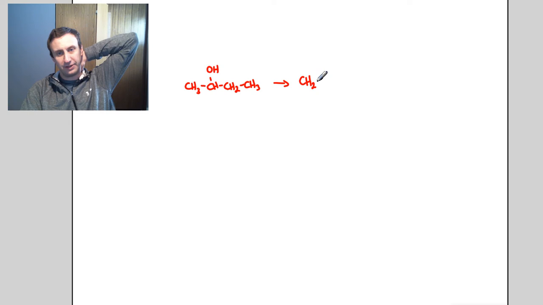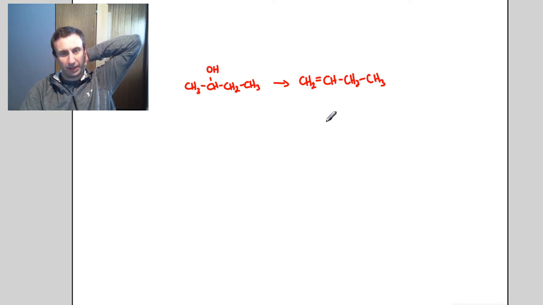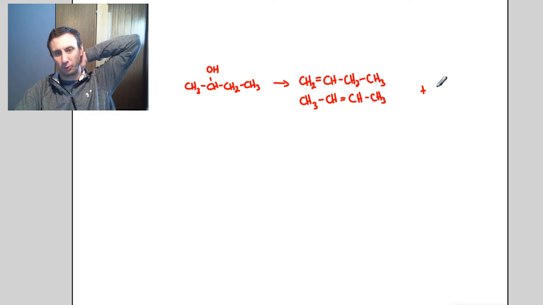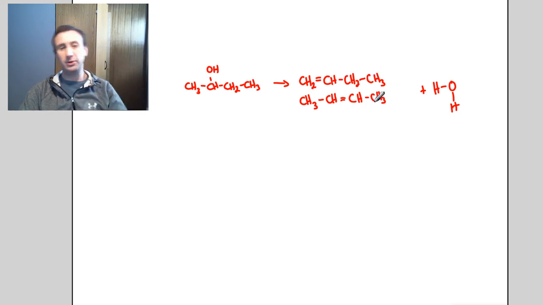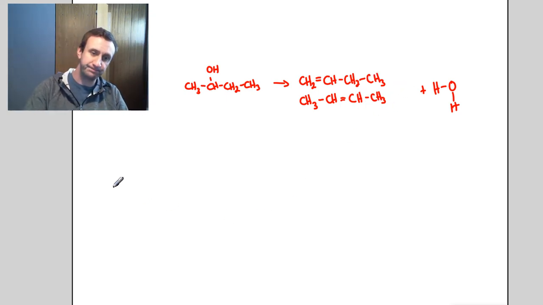I could have CH2 double bond, CH single bond, CH2, and CH3. That's if this hydrogen leaves with the OH. Or I could have instead CH3 to CH double bond, CH to CH3. So that would be if this hydrogen leaves to match up with that OH. And then I end up, of course, with water as well, HOH, can't forget that. Need to draw that product. So I could get 1-butene or 2-butene out of this reaction.